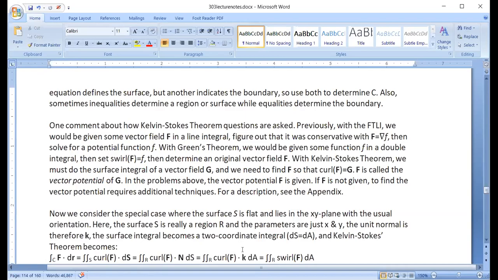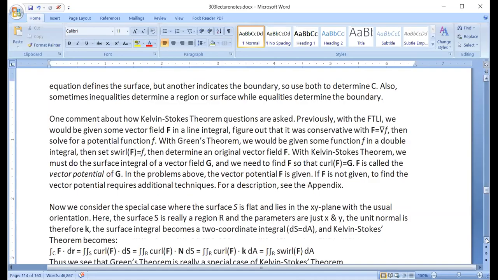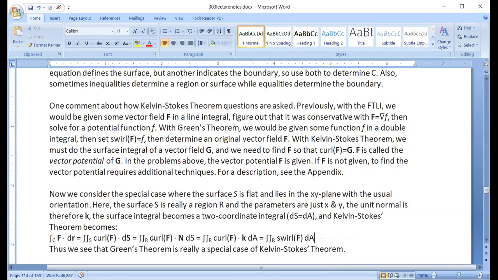Remember, dotting with the k vector is going to pick off the third component of the curl. And what is the third component of the curl vector? It is just the swirl. That's something that we saw before. So this winds up being equal to the double integral over the region of the swirl of F dA. And that should look super familiar. So knowing that the line integral equals that, that is just Green's theorem. So take a look at that. Green's theorem is really just a special case of the Kelvin-Stokes theorem.